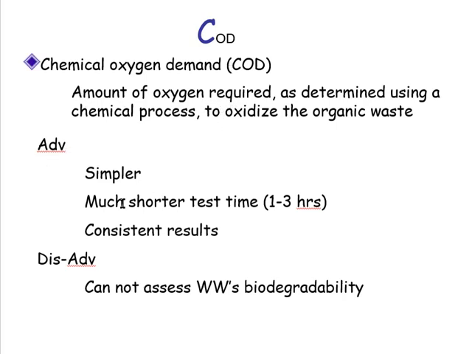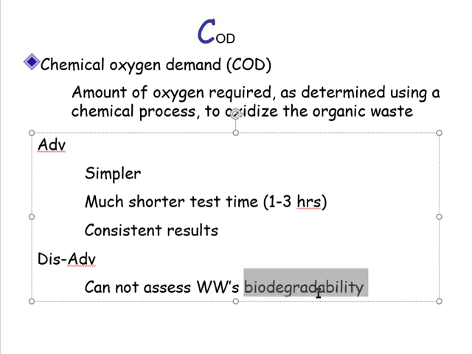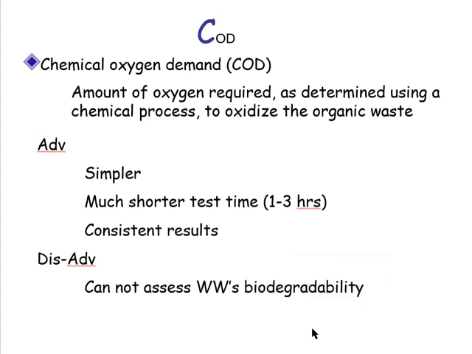The advantage of this method is that it is a simple method. You just have to use the chemical and measure the oxygen consumed, and this test can be done in 1 to 3 hours, while the BOD requires around 5 days to complete the test. Consistent results you will get whenever you do the testing again and again. The disadvantage is that it cannot assess the wastewater biodegradability. That is, it cannot check how the bacteria can remove the waste material. So this is the only disadvantage.